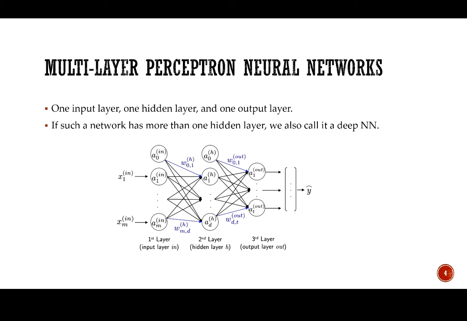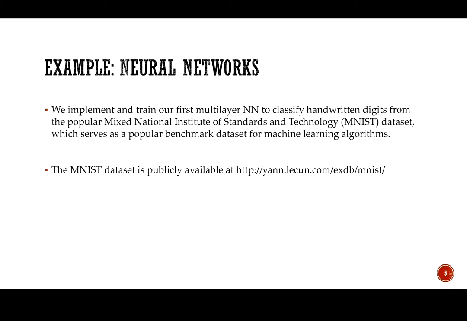In this slide, you can see a multi-layer perceptron neural network. There is one input layer on the left side, then one hidden layer in the middle, and one output layer. The units in the hidden layer are fully connected to the input layer, and the output layer is fully connected to the hidden layer. Now, if such a network has more than one hidden layer, we can call it a deep neural network. So we are going to work with an example about multi-layer perceptron networks.